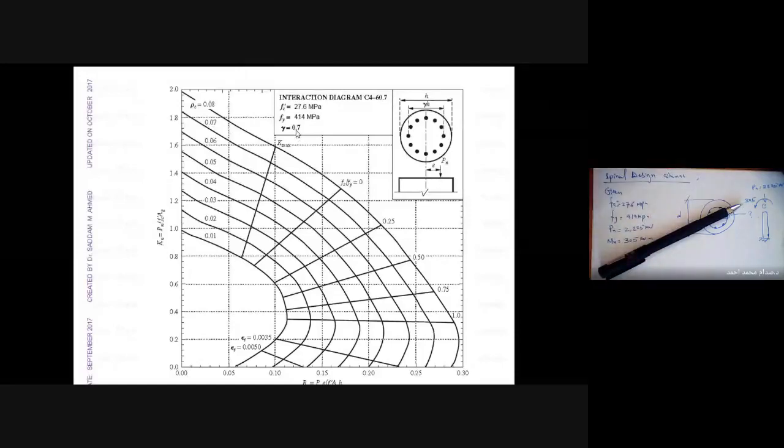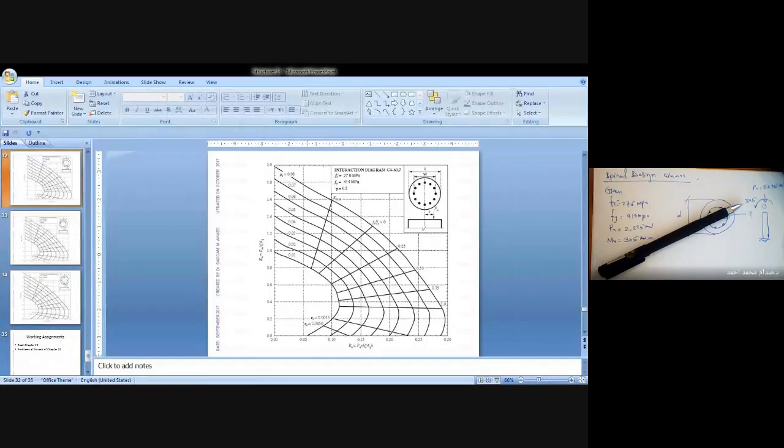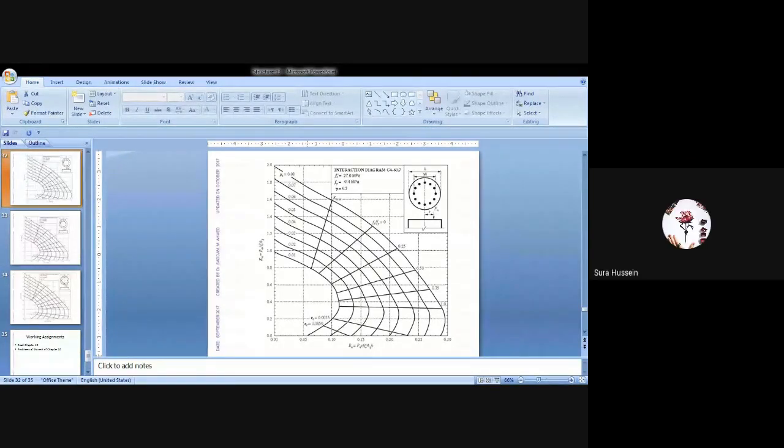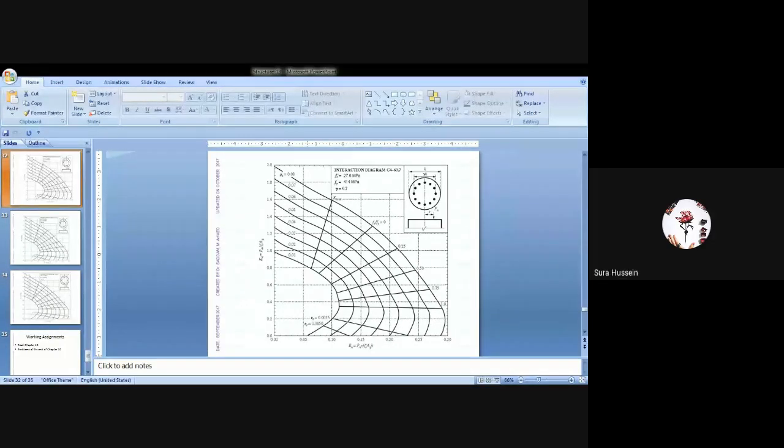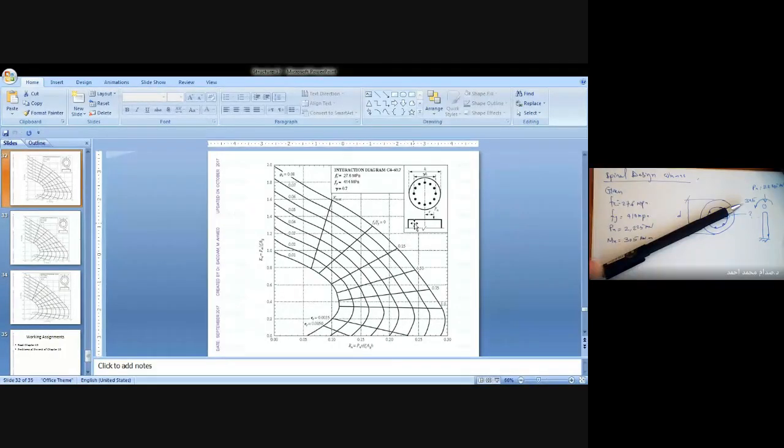Please mute the mic in front of you, guys. Shouldn't we consider the number of main bars? No, it doesn't matter here. These are random numbers, so it could be 5, 6. It's not like a rectangular column. If it's a rectangular column, we have to look at the reinforcement distribution and how it's located within the section.